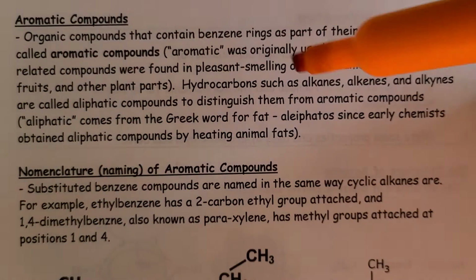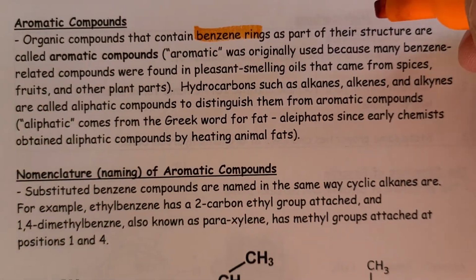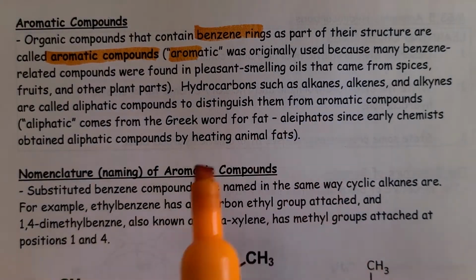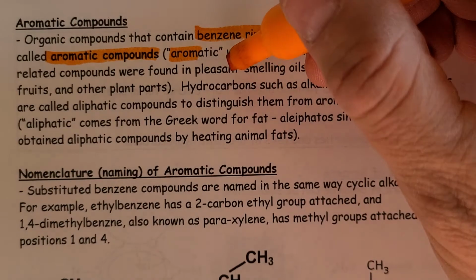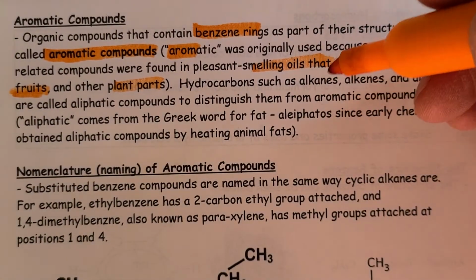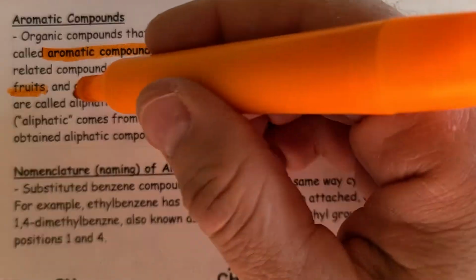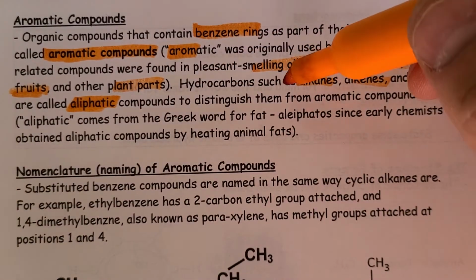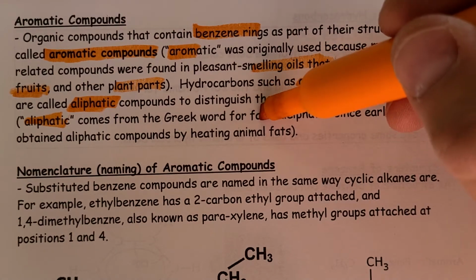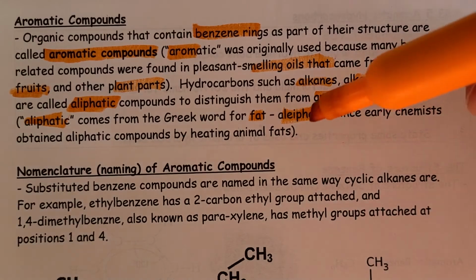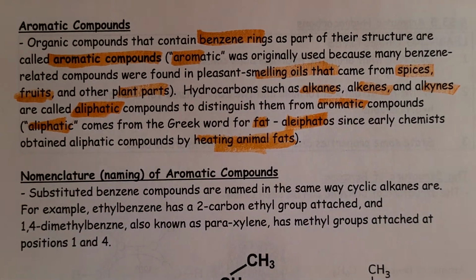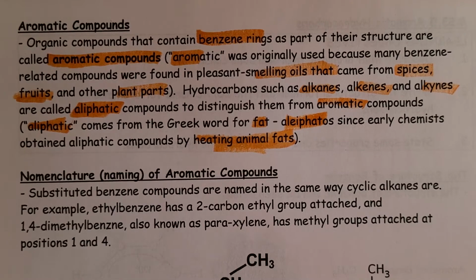Aromatic compounds are organic compounds that contain this benzene ring as part of their structure. You may have noticed that the word aroma is in there, because aromatic was originally used since many benzene compounds were found in pleasant smelling oils that came from spices, fruits, and other plant parts. Hydrocarbons such as the ones we've been looking at before, alkanes, alkenes, alkynes, are called aliphatic compounds to distinguish them from aromatic compounds. Aliphatic comes from the Greek word for fat, aliphatos, since early chemists obtained aliphatic compounds by heating up animal fats. So they come from fats, whereas aromatic compounds come from pleasant smelling things.